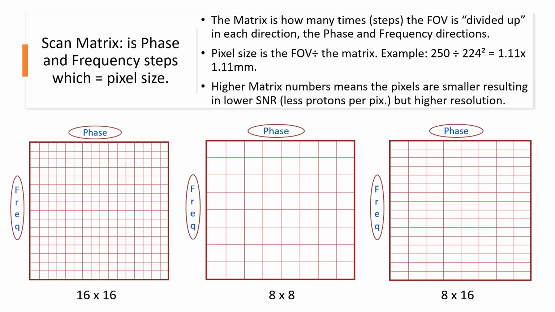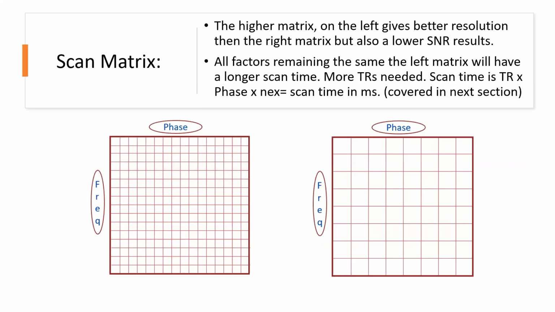Higher matrix numbers means your pixels are smaller, which gives you less signal to noise, but better resolution. Higher matrix gives you better resolution. That's the one on the right, but lower signal to noise because there's less hydrogen represented in each pixel. It's also going to mean a longer scan time. And we're going to go over scan time after we take our break. But our basic scan time formula is TR times phase times NEX. So the more we divide up our field of view, the more phase steps, the more our scan time goes up.